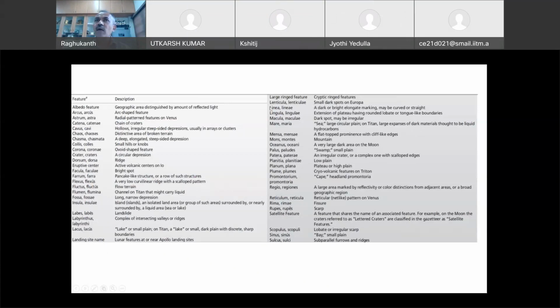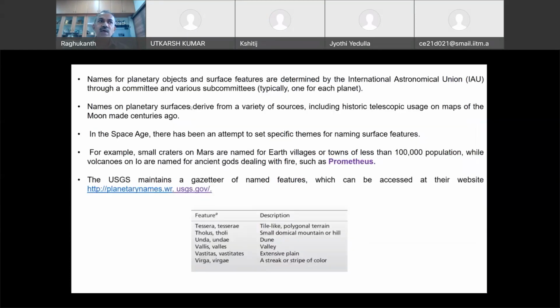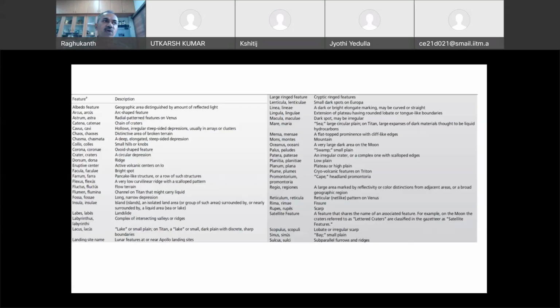If you have small dark spots on Europa, they call this lenticulae. These are some of the names people have given, as mentioned on the website. When you are reading JGR Planets journals, they give all these names, Cerberus Fossae, Valles Marineris, and they have specific meanings. Like fossae, as I already told you, is a long, narrow depression. Oceanus is a very large, dark area, and a plateau or high plain is a planum. These are very specific words.